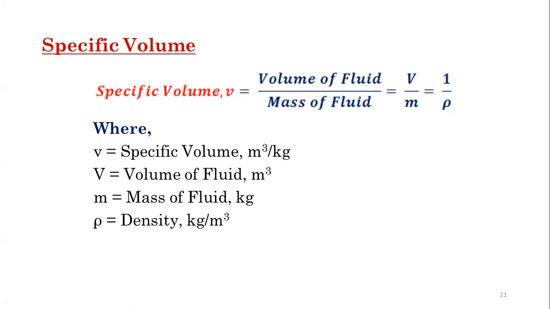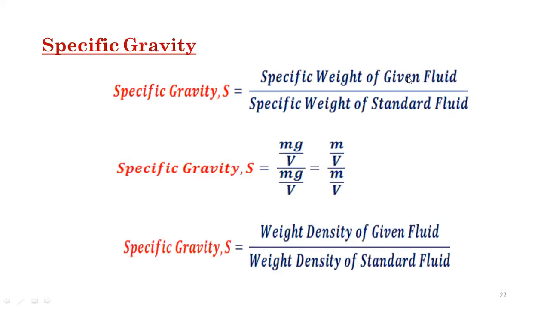So mass of the fluid is m, and the units of mass is kgs. Remember one thing, always mass units will be kg, weight units will be Newton. Next, these are all the different units for the different properties: volume, mass, and density. And the last one, which is very important throughout our subject, is specific gravity. Specific gravity will be there for liquids as well as for air, nothing but gaseous fluids.